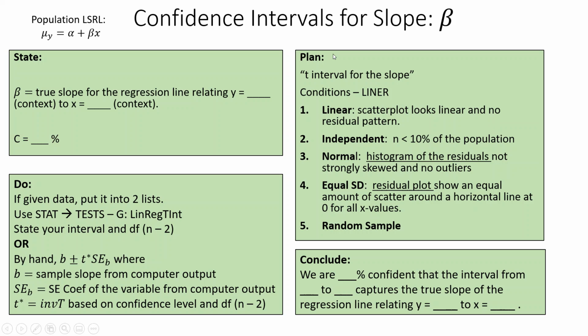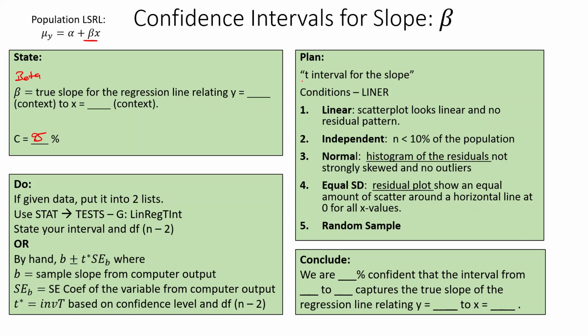All right, so here is our 4-step process. Notice the plan is a little bigger than normal because we have a lot more to check with those linear conditions. But again, in this state, we want to state what we're doing our interval for. So B is our slope, beta. So we want to say beta equals the true slope for the regression line relating y equals whatever to x equals whatever. And we just want to put the context in there and say what x and y are right from the beginning. You can put x and y in the other order, doesn't matter. And we want to know what our confidence level is, like 90%, 95%, whatever we're asking for.